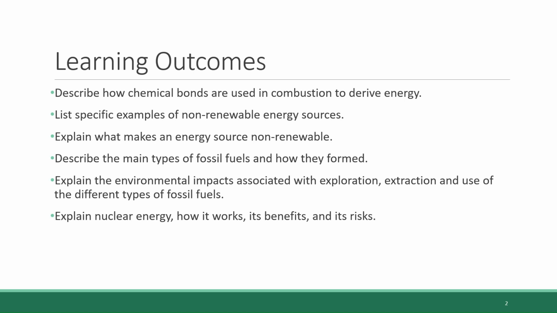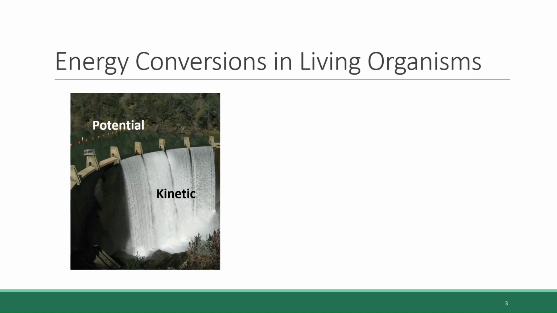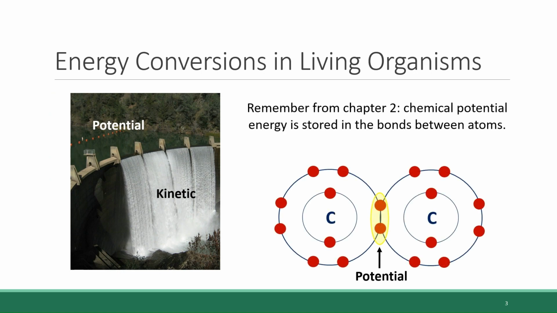We're going to begin at the beginning by describing how chemical bonds are used in combustion to derive energy. And to tackle this, we need to briefly step back and review some concepts that we learned back in Chapter 2. In Chapter 2, we learned that there are two different forms of energy in the universe: potential energy, which is latent energy that is being stored, and kinetic energy, which is energy that is active, or in other words, in motion.